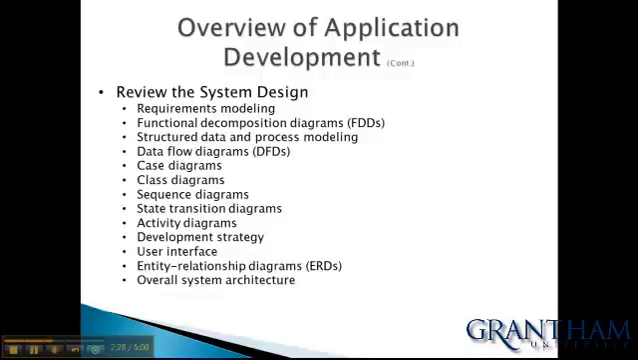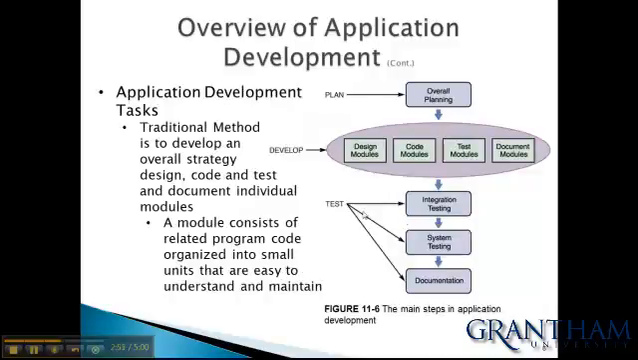You want to review the system design, requirements modeling, functional decomposition diagram, structured data and process modeling, data flow diagrams, use case diagrams, class diagrams, sequence diagrams, state transition diagram, activity diagram, development methodology, user interface, entity relationship diagrams, and the overall system architecture. When you're looking at an application development task, the traditional method is to develop an overall strategy, design, code, and test and document individual modules. A module consists of related program code organized in small units that are easily understood and maintained.